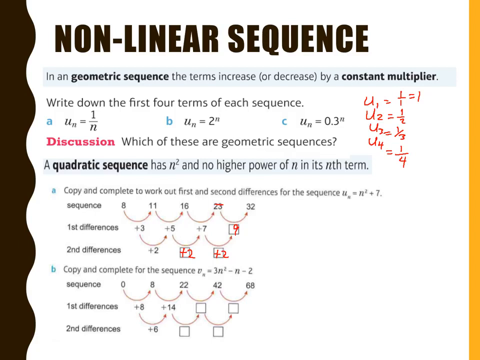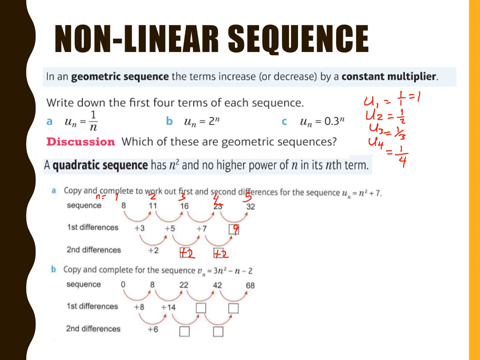Do the same for here. You have the sequence here. Do you know how they found this 8, 11, 16, 23, 32? Because this is just the sequence. How did they know that it's going to be 8, 11, 16, 23, 32? Well, this is what they did. They substituted n equals 1, 2, 3, 4, 5, because this is the first term, second term, third term, fourth term, and fifth term.